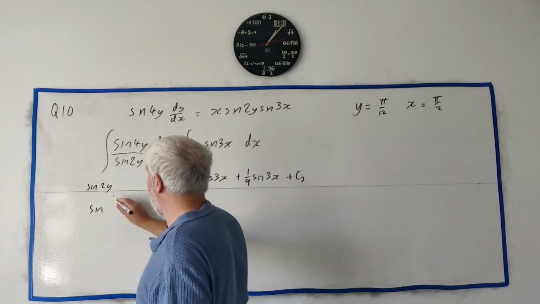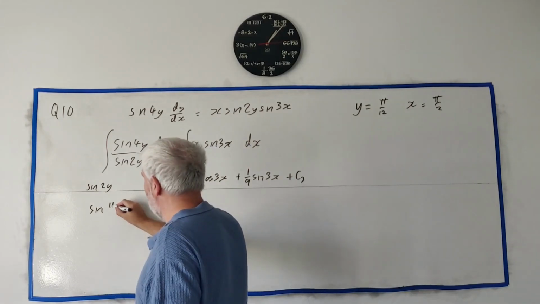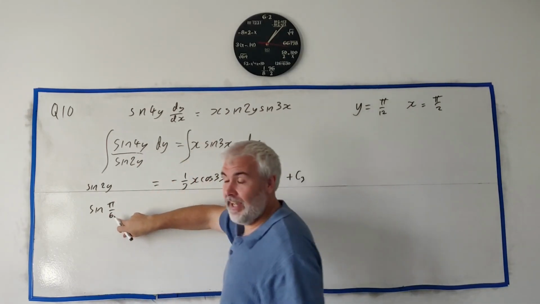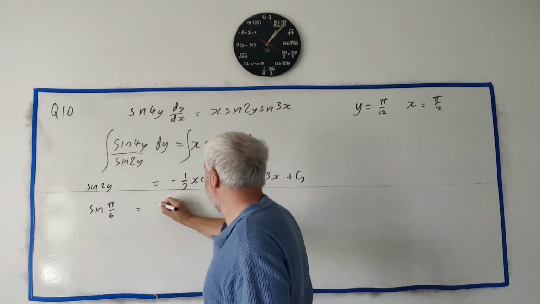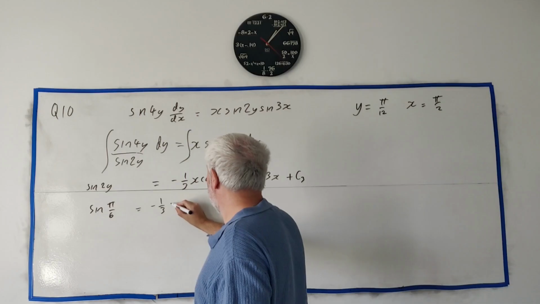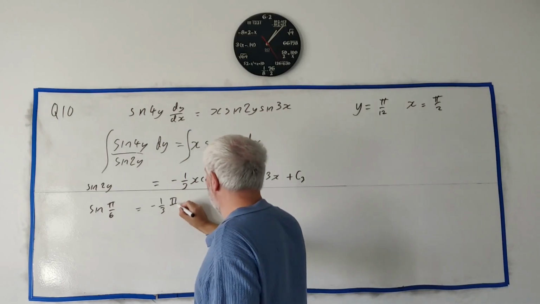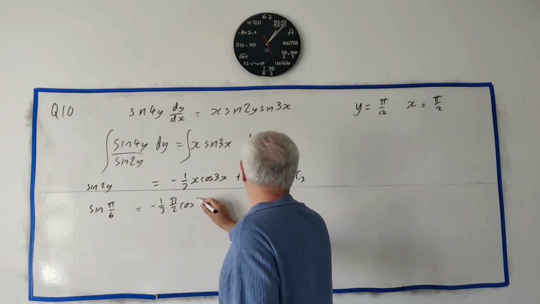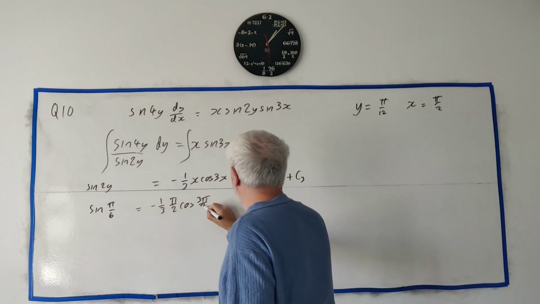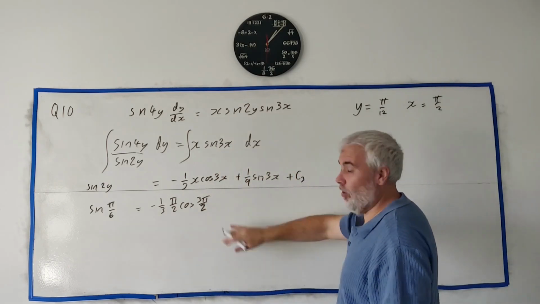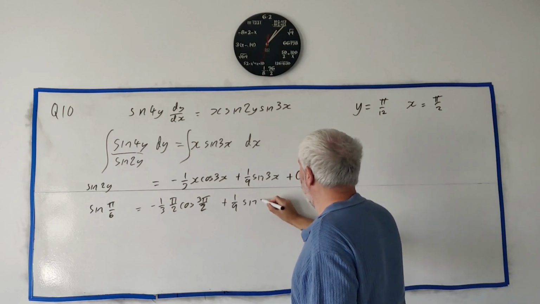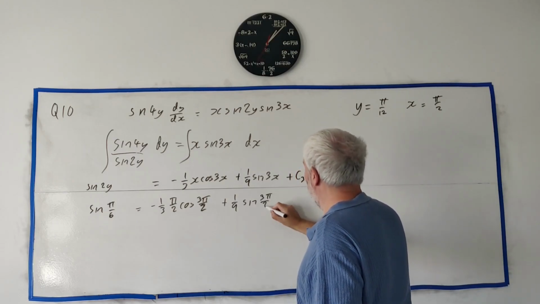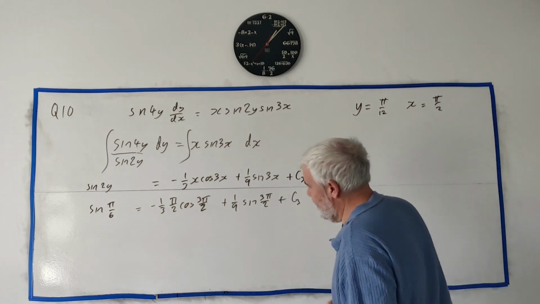This will become sine of 2 times pi over 12, which is pi over 6. That's sine of 30 degrees, which is just a half, equal to minus 1 over 3 times pi over 2 times cosine of 3 pi over 2. We'll draw a picture to figure this out, or just use your calculator. Plus 1 over 9 sine of 3 pi over 2, plus some constant, C3.